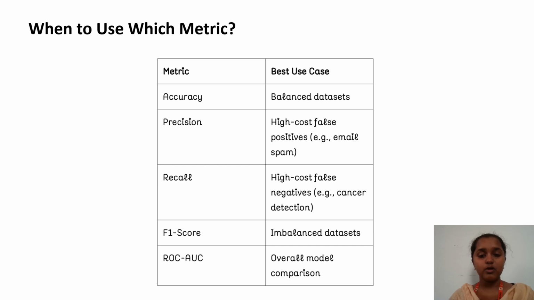Here we are expecting a negative result for cancer detection. F1 score is used in imbalanced dataset cases. For overall model comparison, we use AUC and ROC.